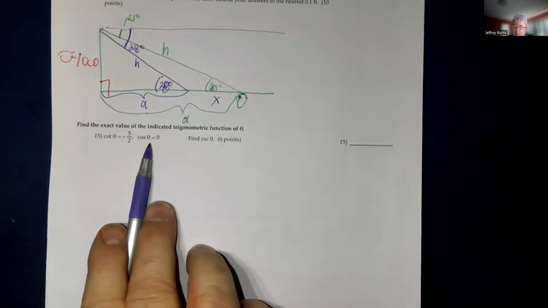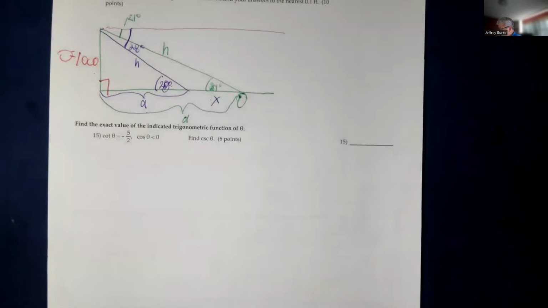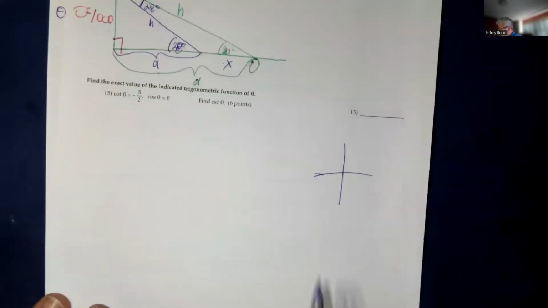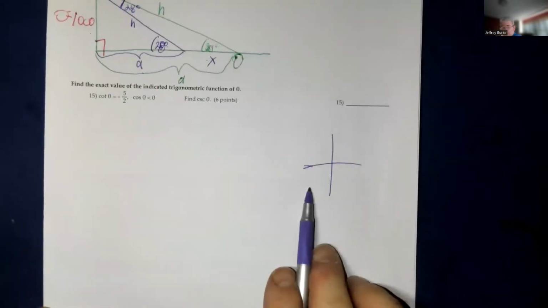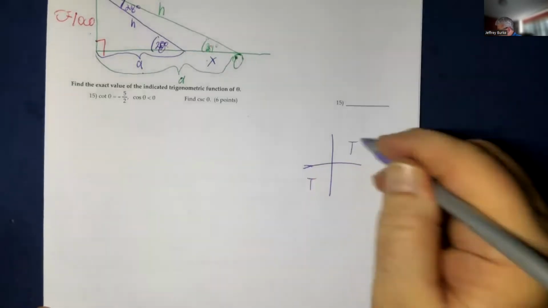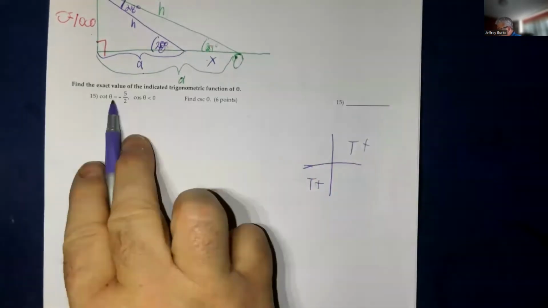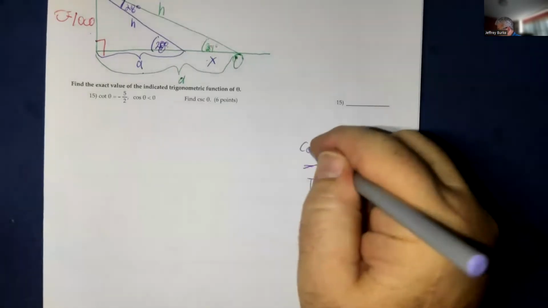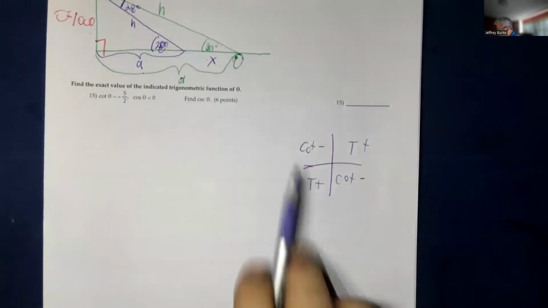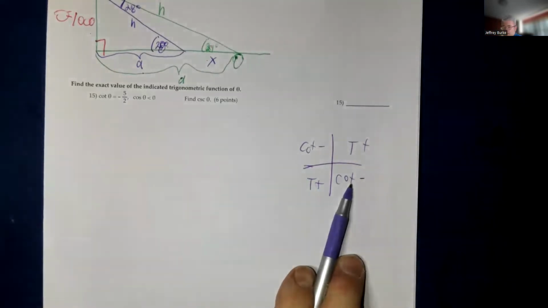So the first thing we should try to do is identify what quadrant this is going to be in. Let's do that off to the side a little bit here. I know that tangent is positive here and here. We have the cotangent negative here and here. Those are the two quadrants where cotangent is negative.